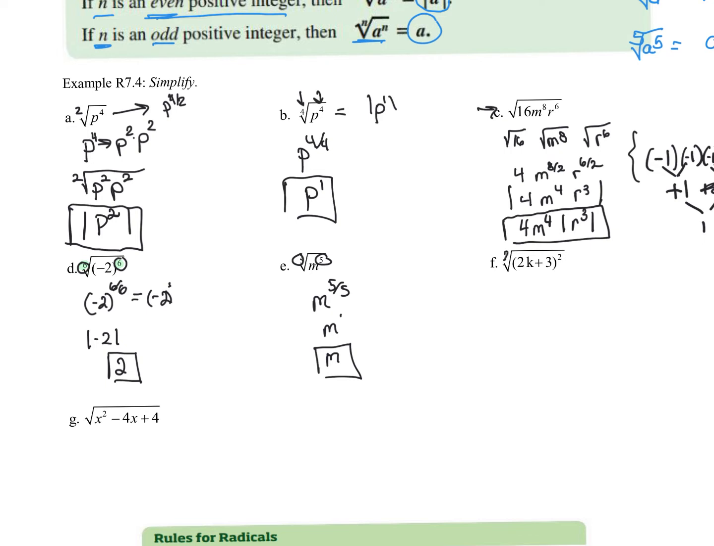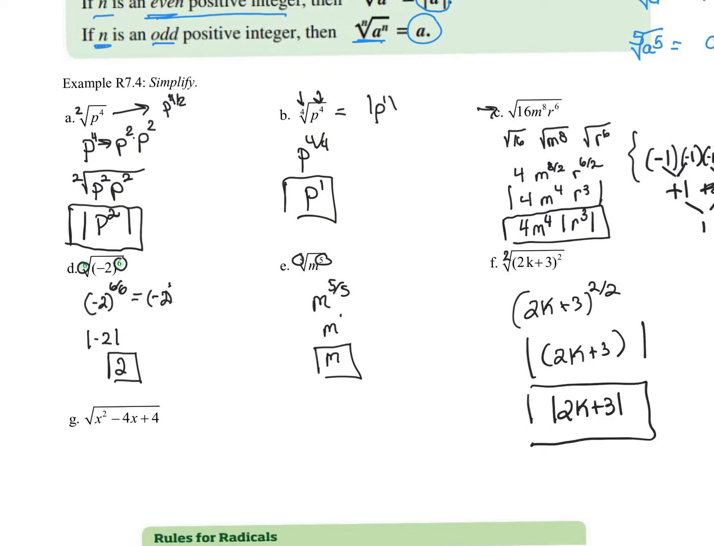Letter F, there's a square root here. So letter F looks just like D and E. Because they're even, I'm going to have to worry about absolute values. Actually, let me simplify the powers first. So I'm going to get 2k plus 3 to the 2 over 2 power, which is just 2k plus 3. And then I do have to take the absolute value of the whole thing because the powers were even. So the absolute value of 2k plus 3 is my final answer.